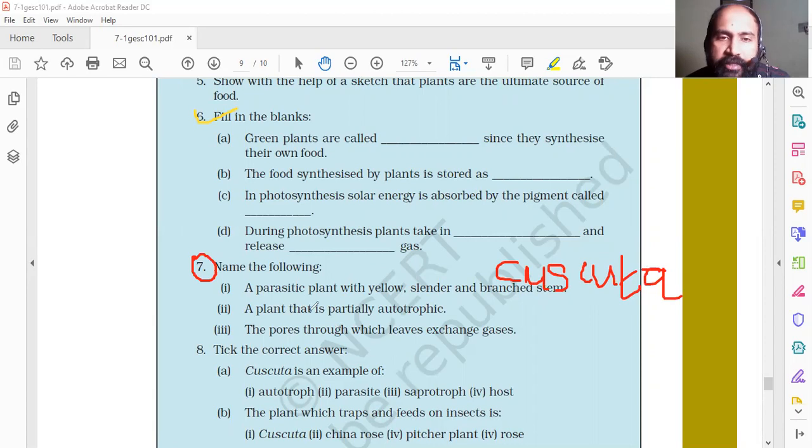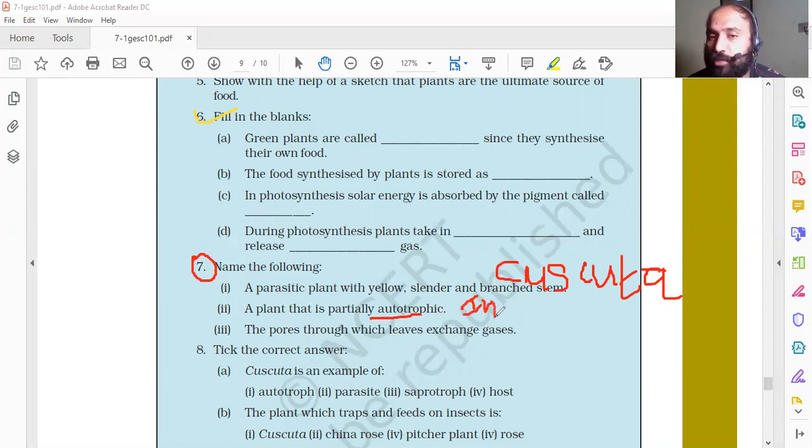A plant that is partially autotrophic. Here, at the seventh standard level, they're asking this question, but as you go to higher classes, you will understand that this question is not completely right. Can you name such a plant? Here it is a very generalized question, so the answer can be an insectivorous plant.